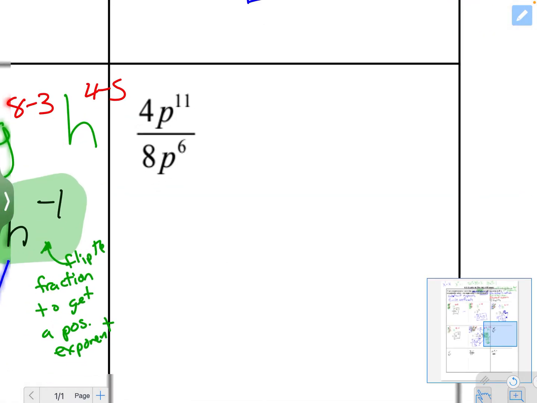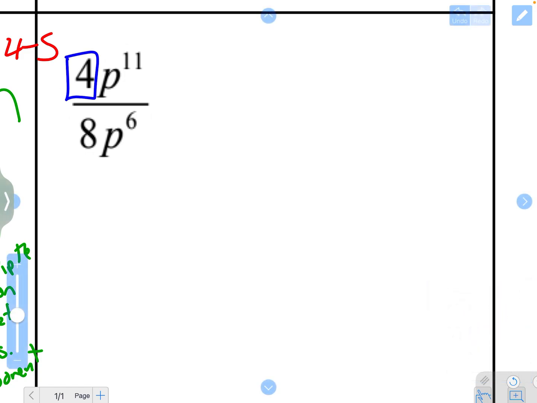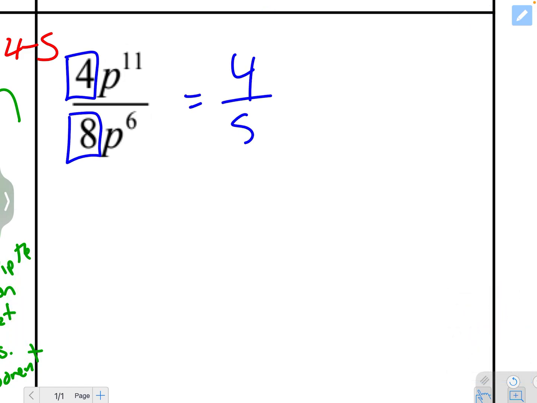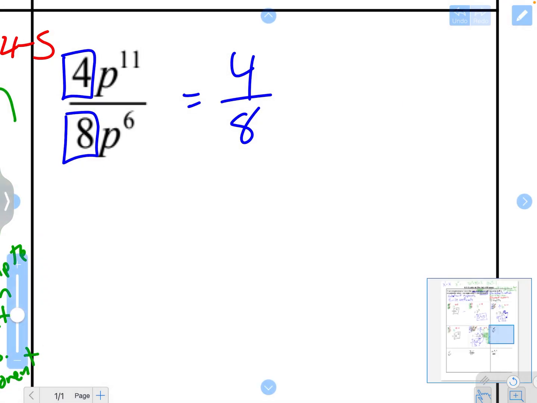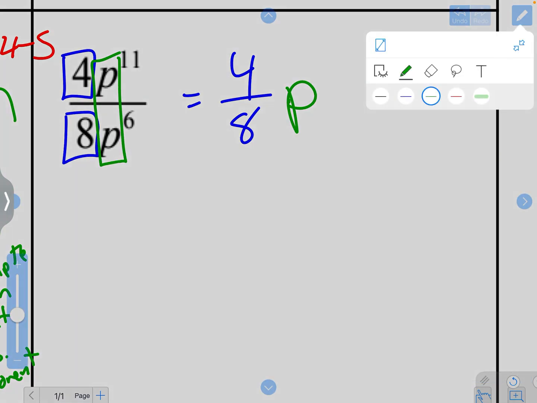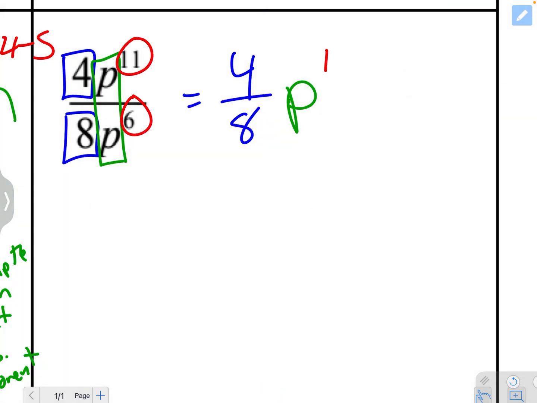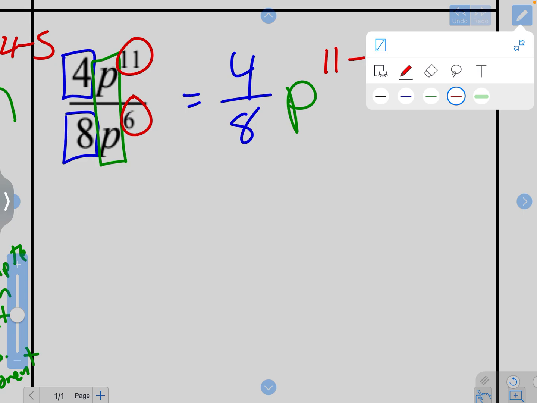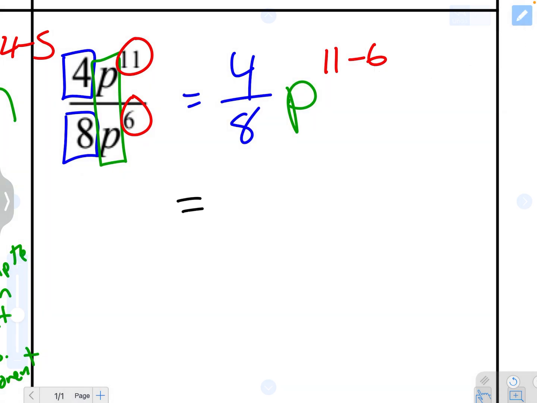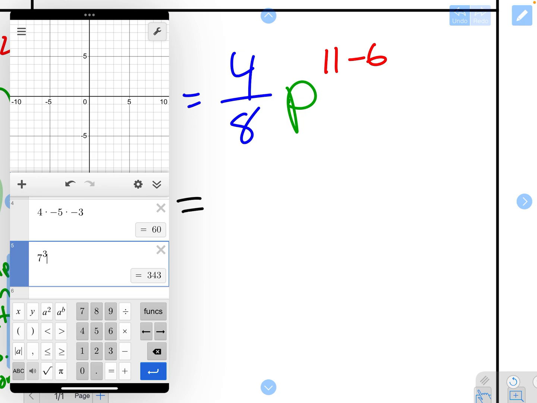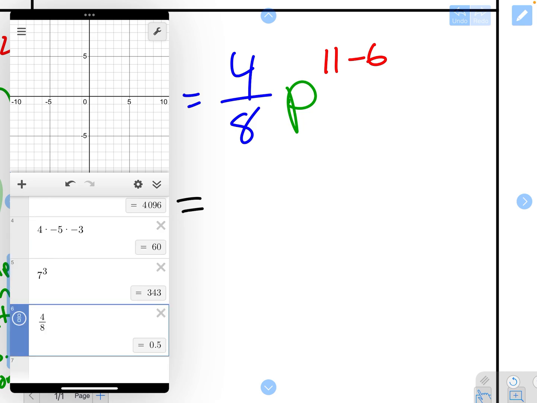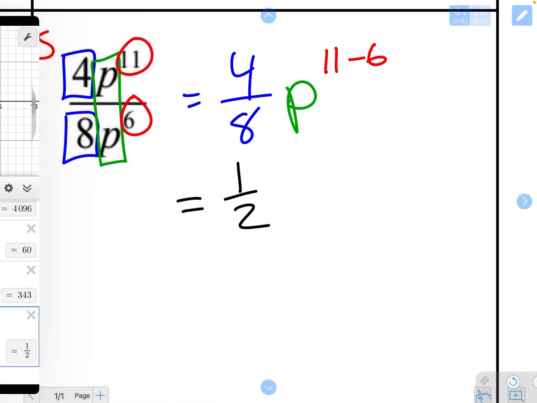All right, so here I'm looking at my coefficients. My coefficients are 4 over 8, so I need to write 4 over 8. Then I need to write down my base, which is p, and then my exponents, which is 11 minus 6. Here, I cannot divide 4 by 8, but I can simplify it. On your yellow calculator, you would hit alpha y equals and enter, type in 4 divided by 8. But on Desmos, we just type 4 divided by 8, and then we hit our circle with our two boxes, and it's going to give us our simplified number, which is 1/2.